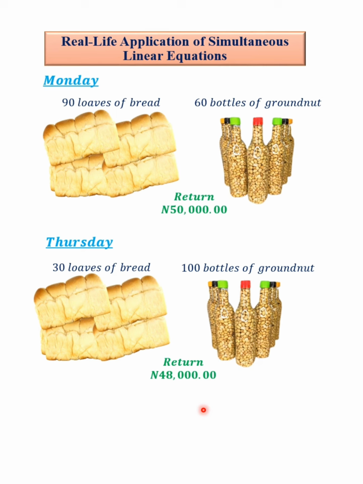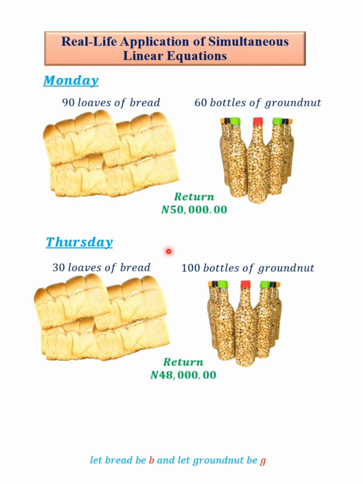But let's assume Mr. A studied mathematics and knows how to play with figures. He will gladly accept all of these products, go back home and play with the figures, and he will be able to tell how much to sell a loaf of bread and a bottle of groundnut. This is what Mr. B would have done if he was given this product. He would say to himself, "On Monday, I received 90 loaves of bread and 60 bottles of groundnut, and I'm expected to return 50,000 naira.